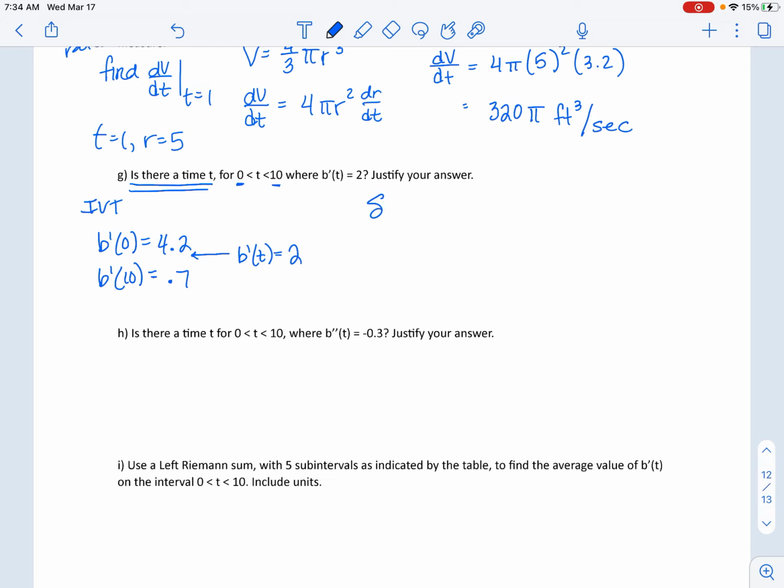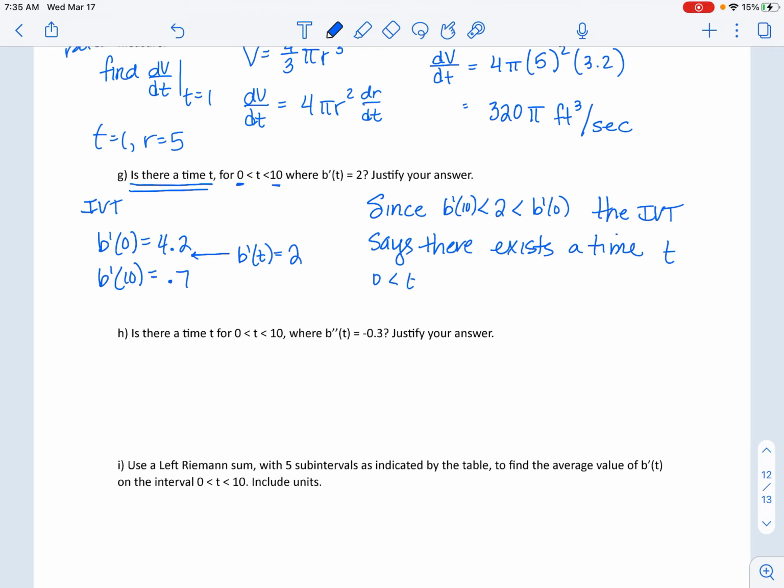So how do we put that into words? We can say that since 2 is between b prime of 10, which is on the low end, and b prime of 0, which is on the high end, the intermediate value theorem says there exists a time t between 0 and 10 such that b prime of t will be 2.